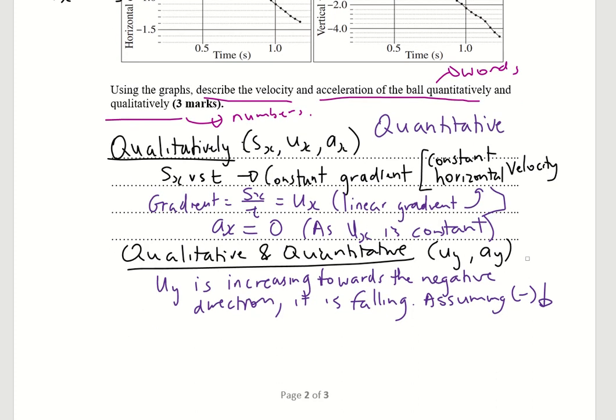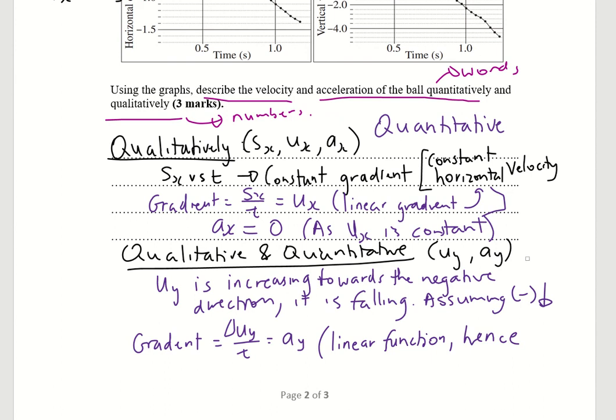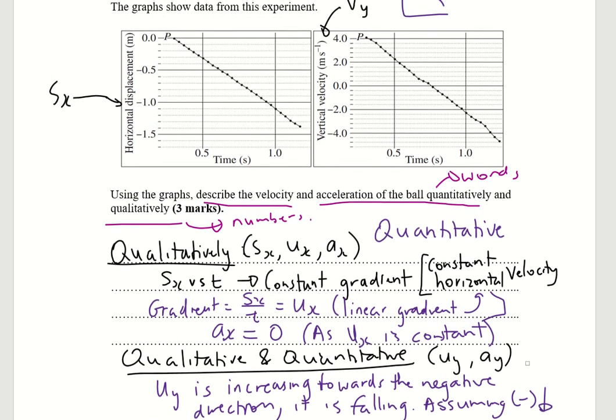If we have a look at this, the gradient of that graph is the change in Uy over t, and so that would also equal the acceleration. It's a linear function, hence Ay is a constant value. So that's how you go through those questions.